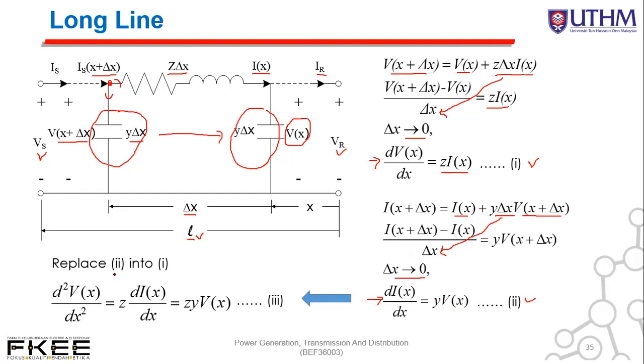So we can replace 2 into 1. Okay, we replace this equation into this equation. So we get d squared Vx over dx squared equal to Z dIx over dx, or ZY Vx. So this is equation number 3.